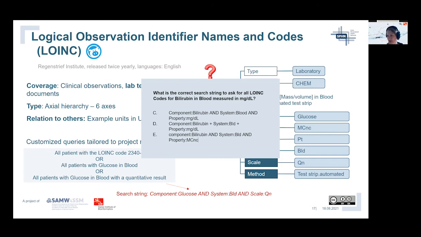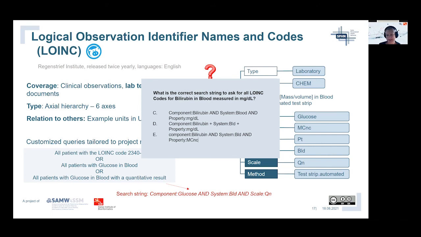What is the correct search string to ask for all LOINC codes for bilirubin in blood measured in milligram per deciliter? There are 3 choices. Have a look at the syntax, maybe. You can still see the screen. Remember, what do you think is the right one? Make your choice. Answers are coming in.